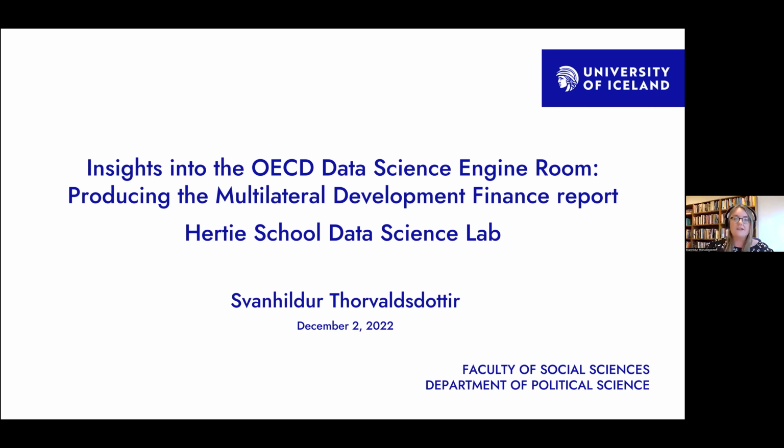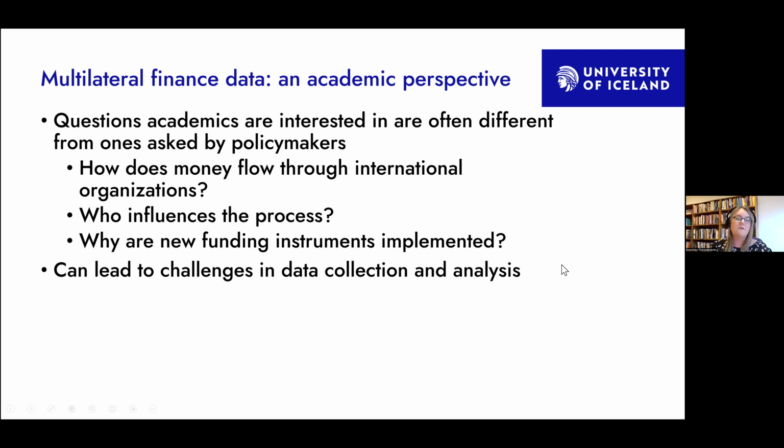Where I think we diverge, however, has in part to do with the types of questions that academics are interested in that are often quite different from the ones that are asked by policymakers. So we may care less about how things are implemented on the ground, but what we're really interested in a lot of the time is, how does money flow through international organizations? Who influences this process? Why are these new funding instruments implemented? Why is there this big increase in earmarked funding? And we're interested in the political determinants of this, and sometimes less so in the actual output. And I think that this can lead to challenges in data collection and analysis that are particular to academics, or at least are more prominent for academics than they are for policymakers.